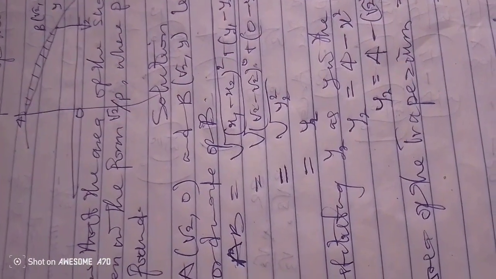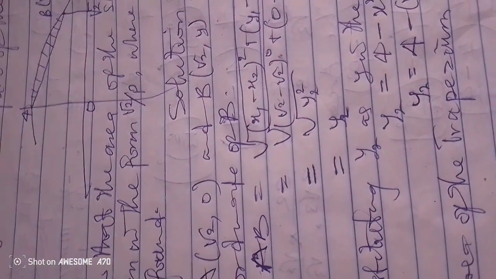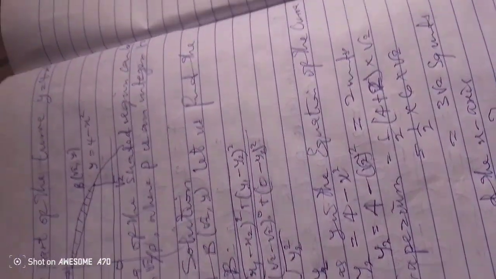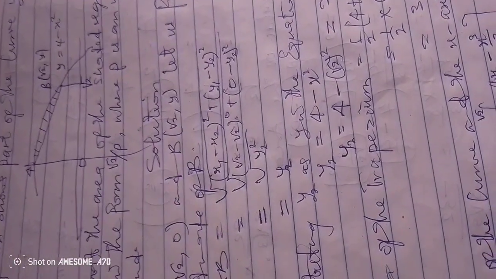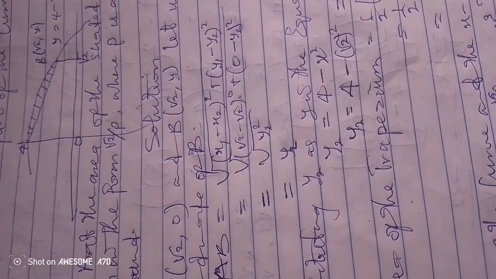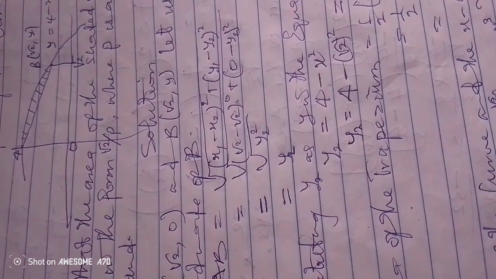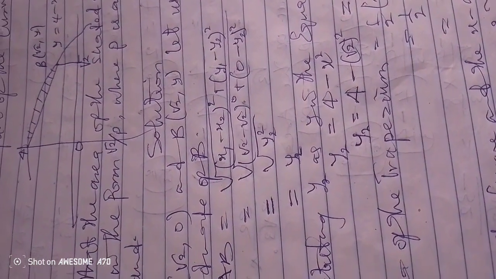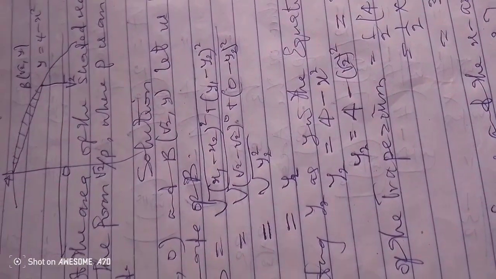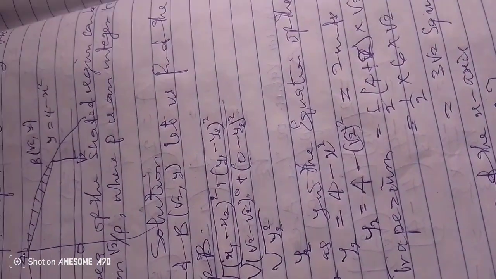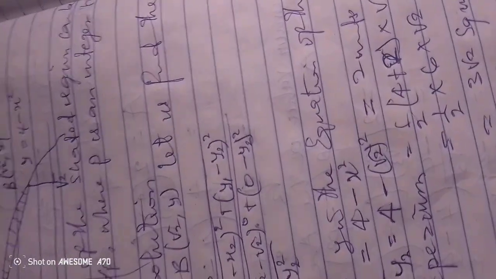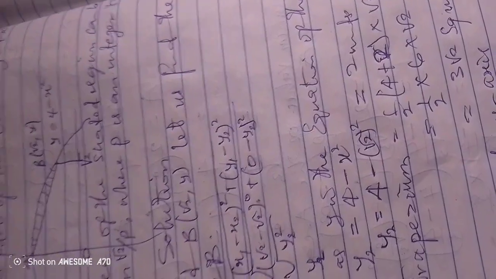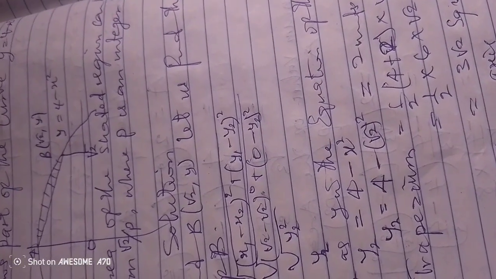Now substituting y2 as y in the equation of the curve, which is y equals 4 minus x squared, we have y2 to be 4 minus x squared. If you substitute the value of x, which is root 2, that means we have 4 minus 2. So we have 2 units. So the distance AB is 2 units. The length AB is 2 units.